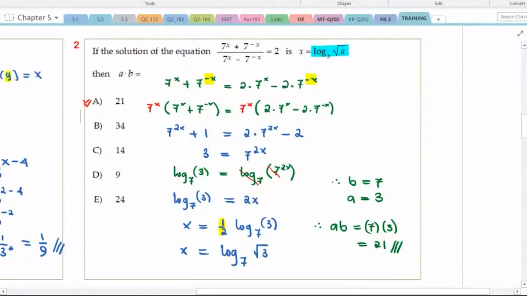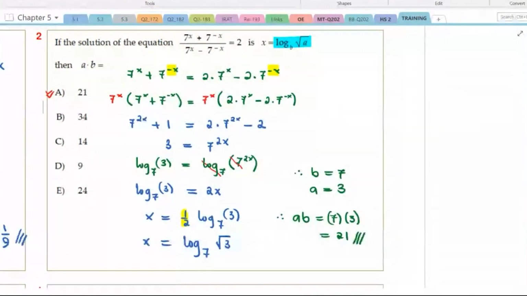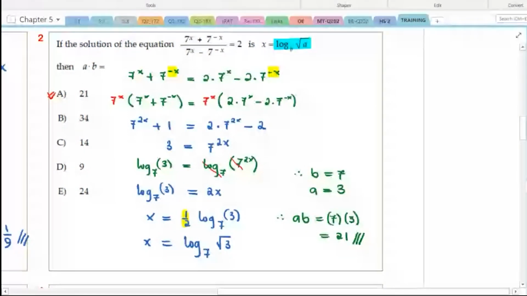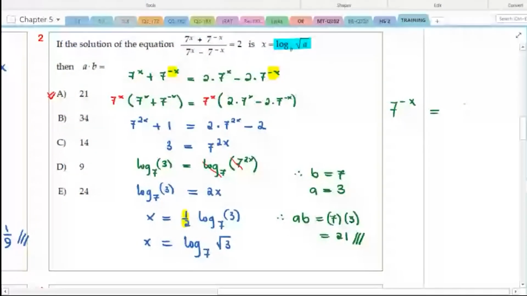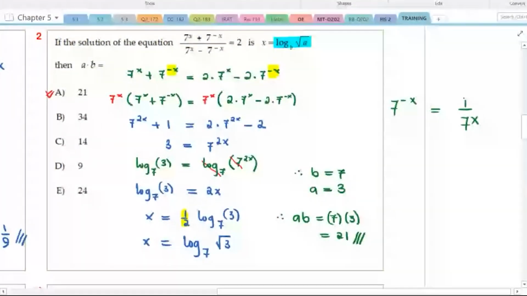Yes, Doctor. Please, from when did you begin with the blue color, the second line? How did you get to this stage? Okay, here, what we have done from the blue line is that we said we have here the power is negative. So we said we have 7 to the power of minus x, which is the same as 1 over 7 to the power of x.